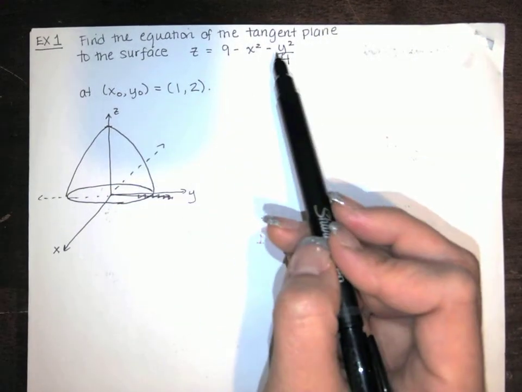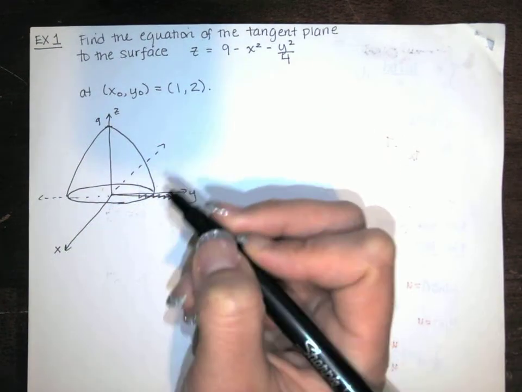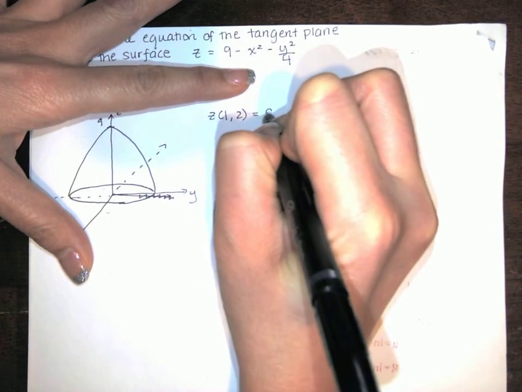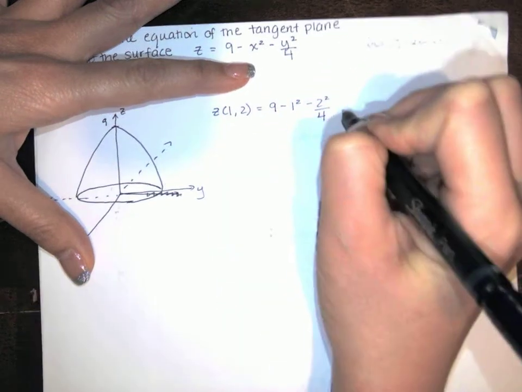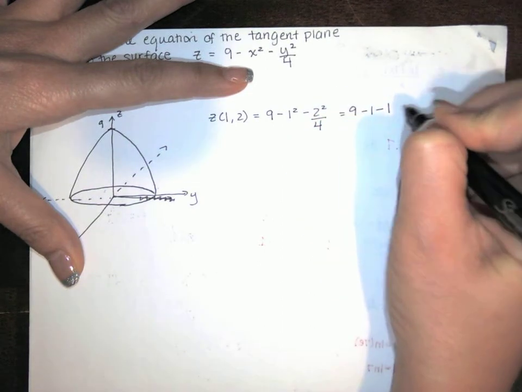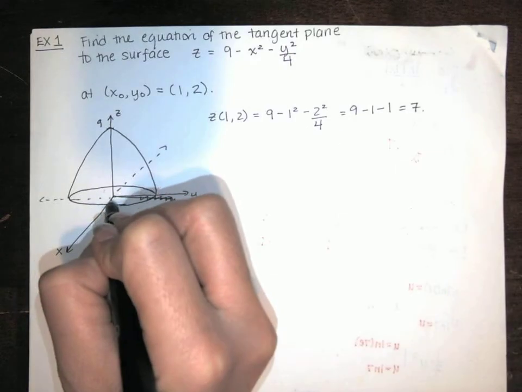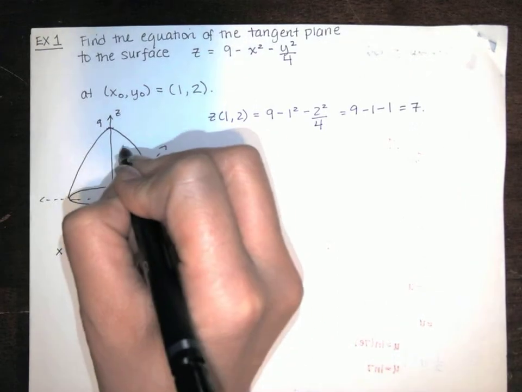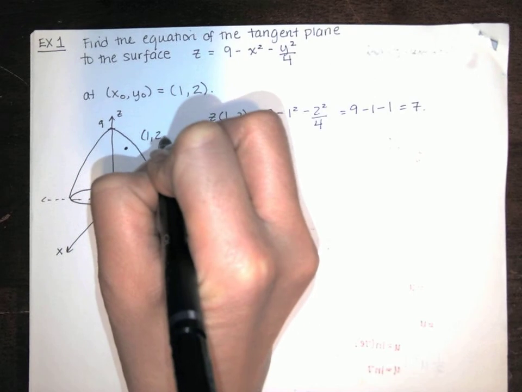Now, we're interested in the tangent plane to the surface at x equals 1, y equals 2. So at x equals 1, y equals 2, let's find out what z is. I have 9 minus 1 squared minus 2 squared over 4. So that's 9 minus 1 minus 4 over 4, which is 1. So we get 7. Z is 7. So x equals 1 and y equals 2, and it'd be up 7 units. So we're at 1, 2, 7.